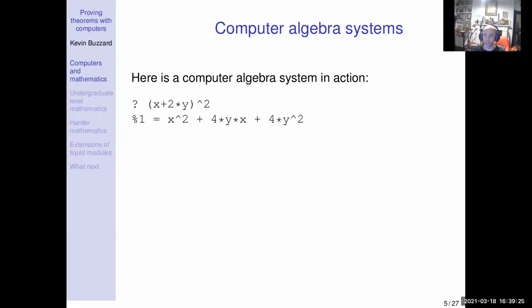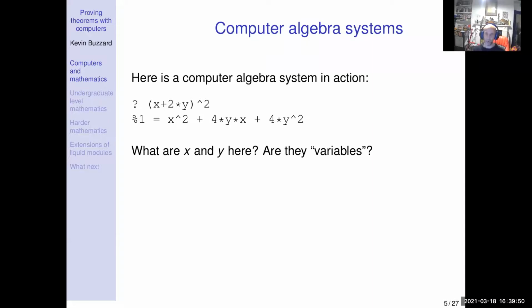Let's say I want to expand out x plus 2y all squared. I just type it into the computer algebra system, and the computer expands out the answer. And what are x and y in this case? X and y are not real numbers, right? Because this is true for objects in an arbitrary ring, an arbitrary commutative ring. But what are they actually?